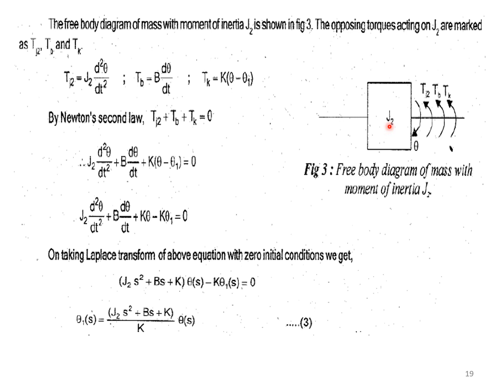Similarly for J2, the equation is J2 d square theta by dt square plus b d theta by dt plus k into (theta minus theta1) is equal to 0, because torque is applied only to J1, not to J2. After taking the Laplace transform, you get (J2 s square plus bs plus k) theta(s) minus k theta1(s) is equal to 0. After simplification we get theta1 as equal to (J2 s square plus bs plus k) divided by k into theta(s).